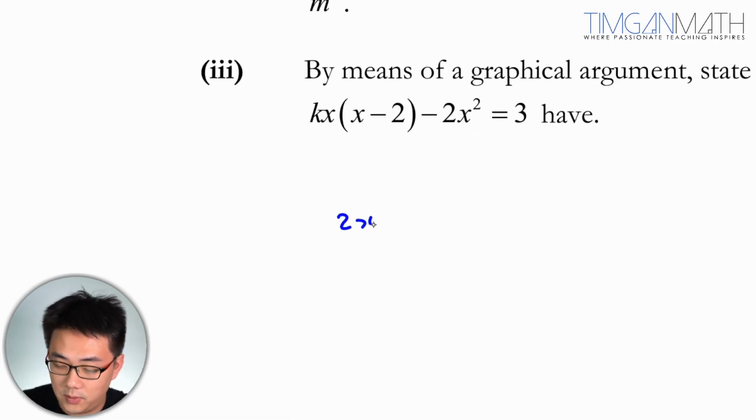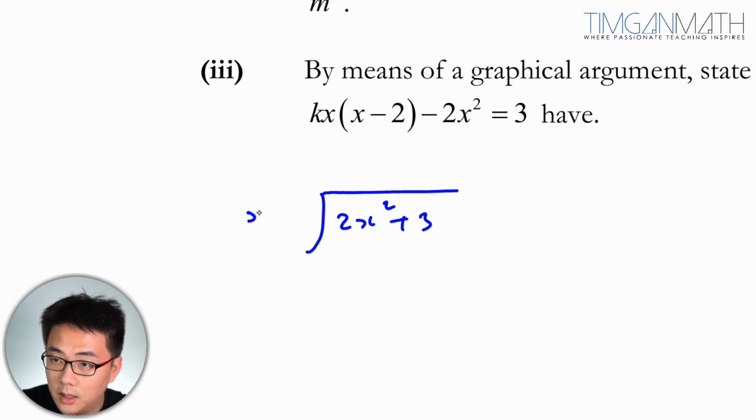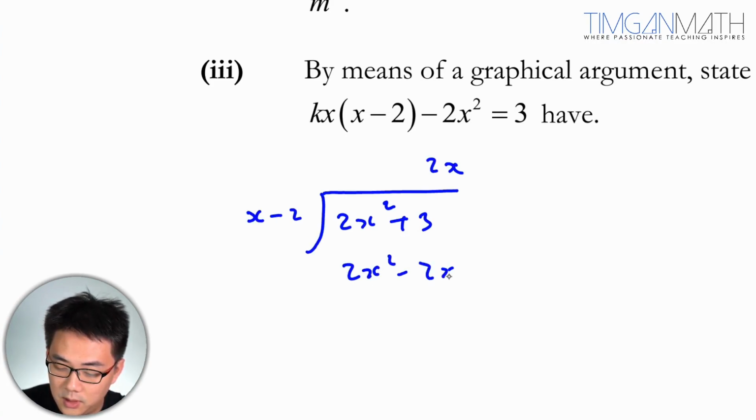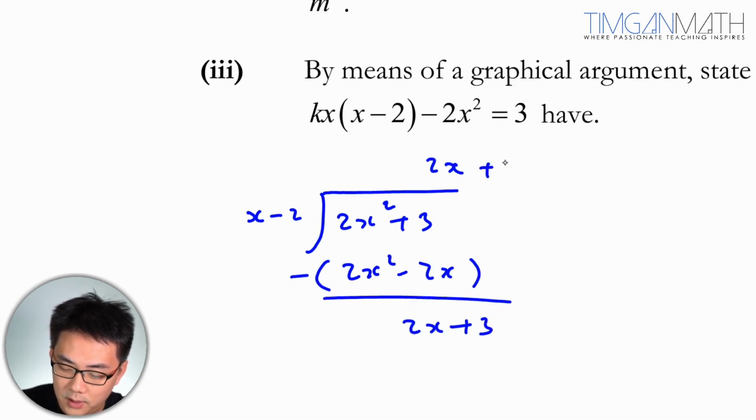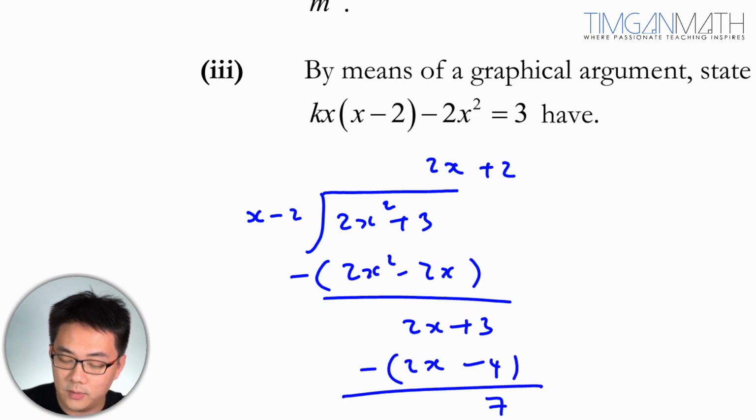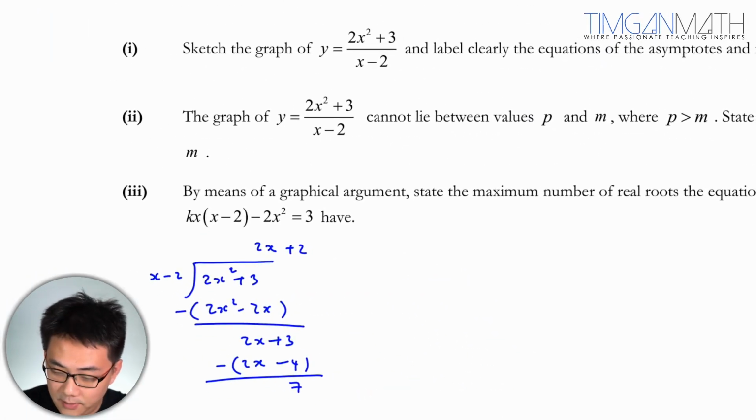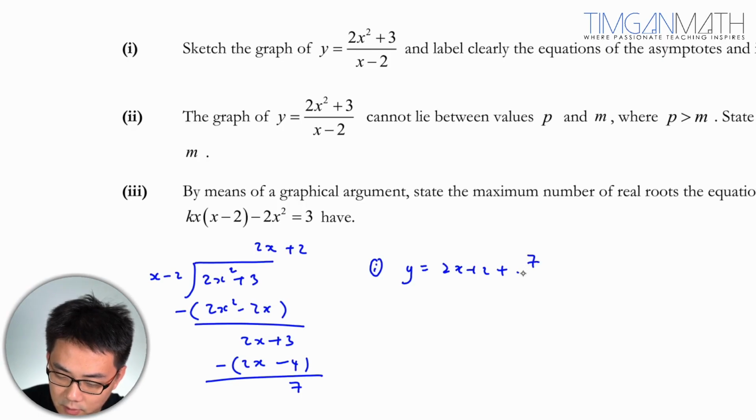So obviously this is 2x squared plus 3 over x minus 2. So this is 2x. So it's 2x squared minus 2x. Then this will be 2x plus 3 and plus 2, 2x minus 4 minus 7. Okay, so once this is done, part 1 is pretty okay. You have y equals 2x plus 2 plus 7 over x minus 2.